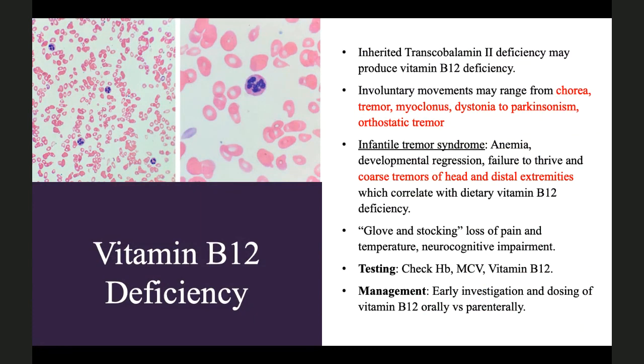Infantile tremor syndrome is seen sometimes in infants who have dietary B12 deficiency. It presents with anemia, developmental regression, and failure to thrive, besides coarse tremors of the head and of the distal extremities. Testing consists of checking hemoglobin, MCV, and B12, and management is with supplementation.